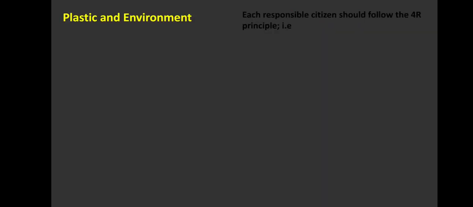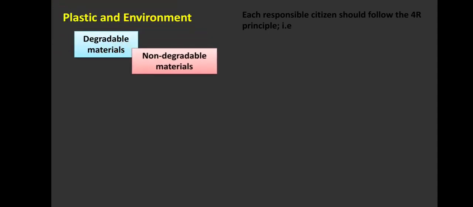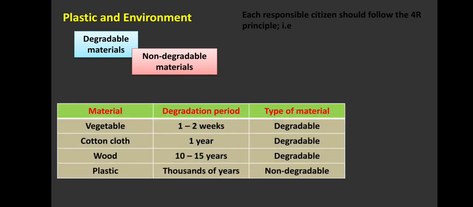Now, plastic and the environment. What is the relation? Let us see. There are some materials in nature which are easily degraded. They are called degradable materials. Whereas there are some that do not degrade or decompose at all. They are classified under non-degradable materials. Now here is a chart which will help us understand that plastic is non-degradable and hence an environmental pollutant.